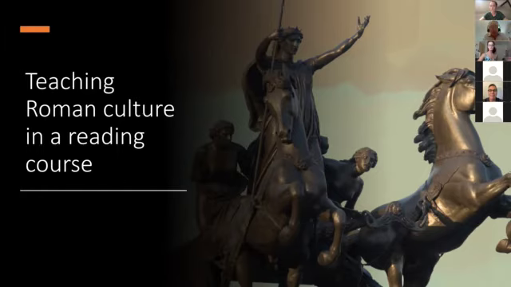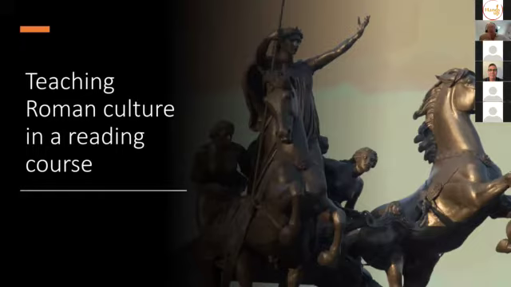Let's have a look. Teaching Roman culture in a reading course. I thought we'd start with that image there on the right, because it's quite an interesting image. It's from London. It's an image of Boudica on her chariot, put up at the time when the British Empire was pretty much at its height.